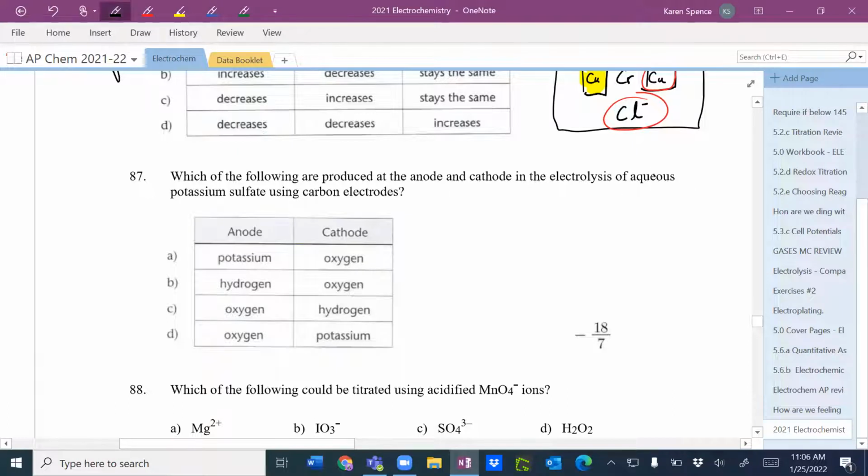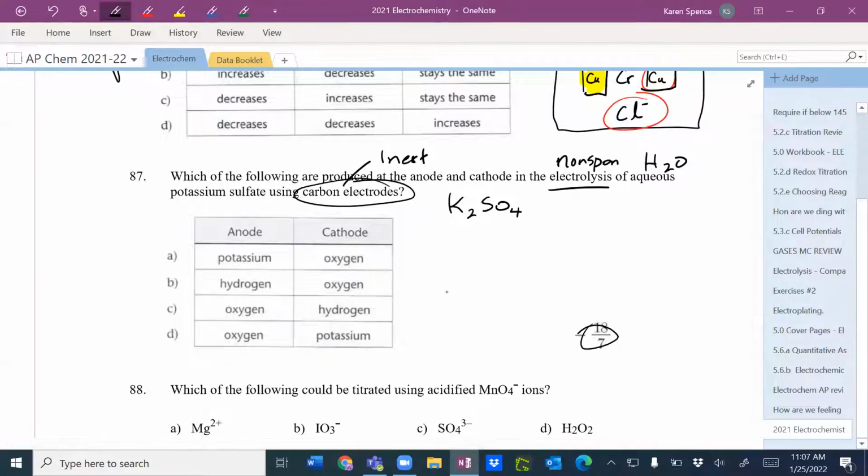All right, which of the following are produced at the anode and the cathode during the electrolysis of aqueous potassium sulfate using carbon electrodes? And remember, electrolysis is non-spontaneous. So the carbon electrodes are inert.